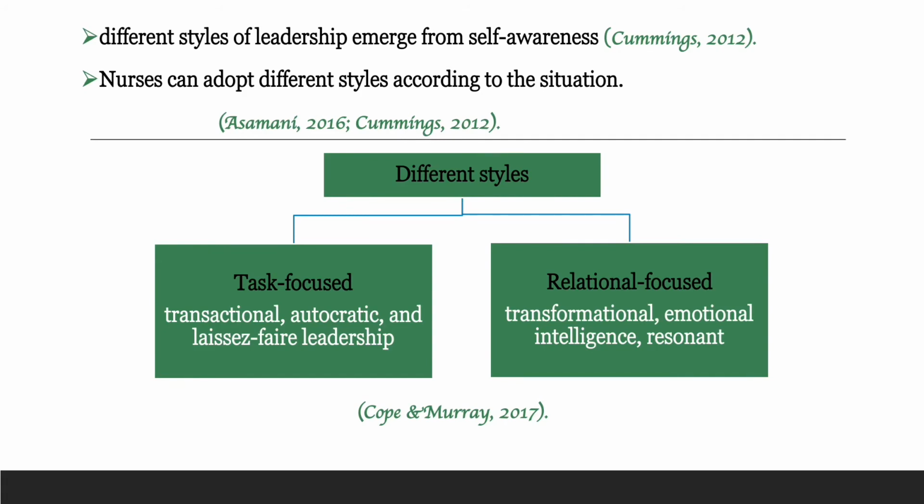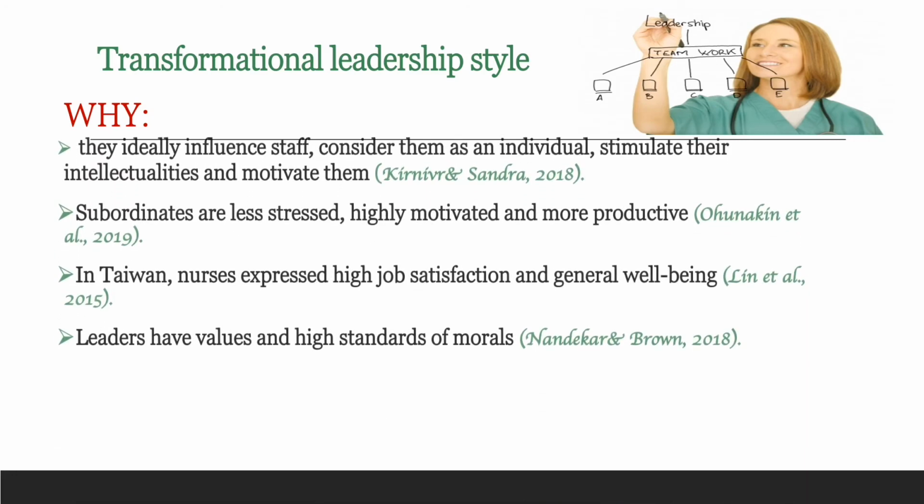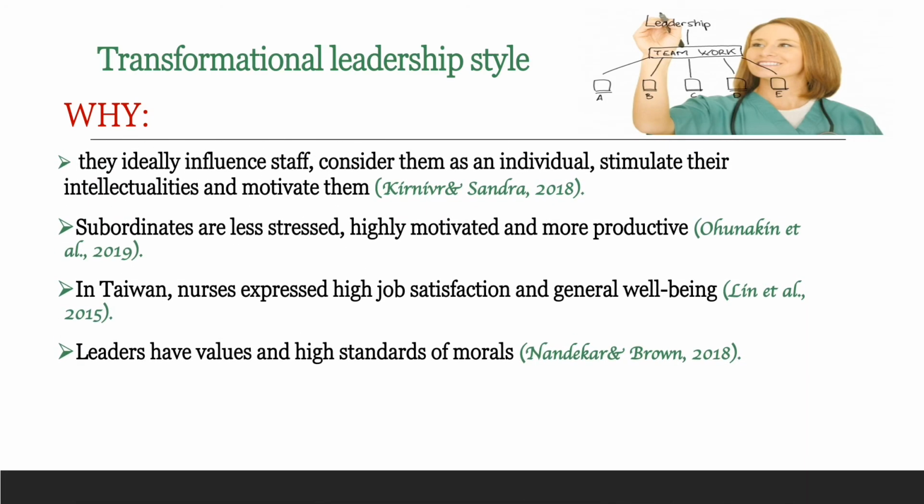The examples of task-focused leadership are transactional, autocratic, and laissez-faire, while transformational, emotional intelligence, and resonant go under the category of relationship or relational-oriented styles. Nevertheless, the transformational leadership model is my preferred one, because of many reasons, of course.